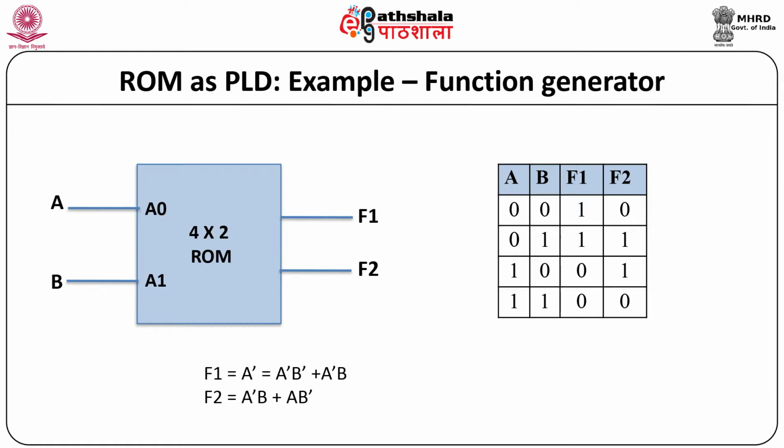F1 is equal to A bar, which can be expanded to get the minterms as F1 is equal to A bar B bar plus A bar B, and F2 is equal to A bar B plus A B bar. As there are two minterms present for each function, the binary 1 is entered when the term is present. One can even show the programming of the ROM using a decoder and matrix array.